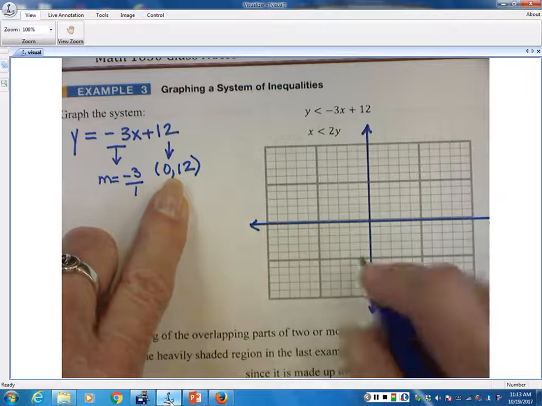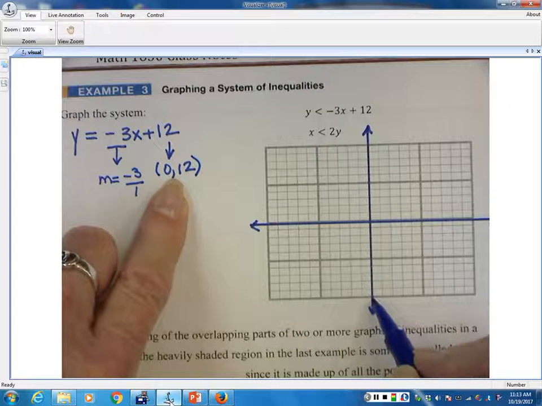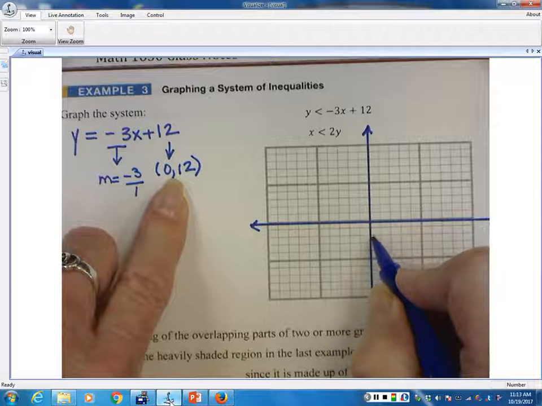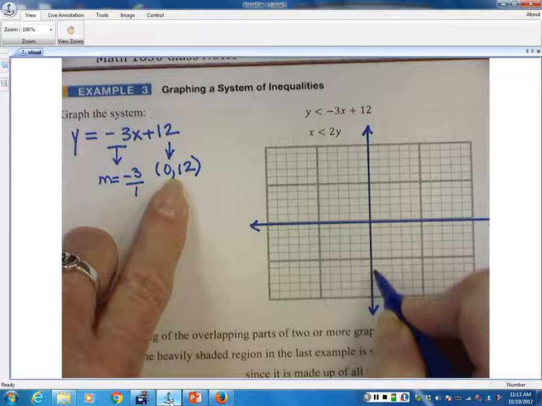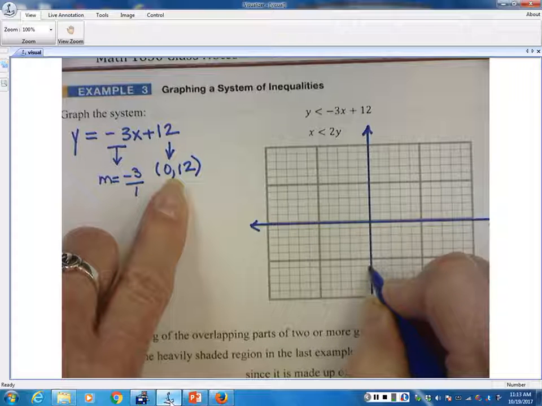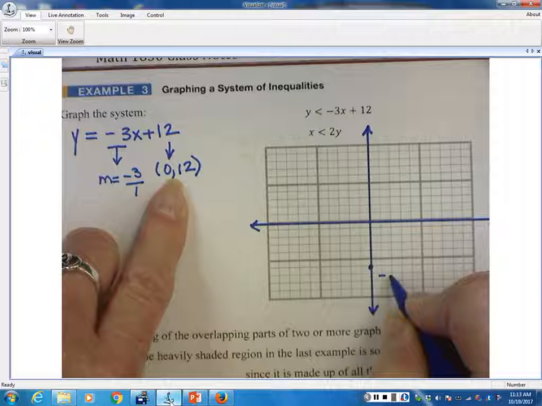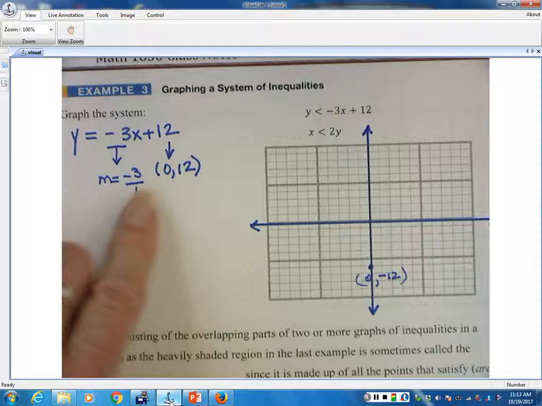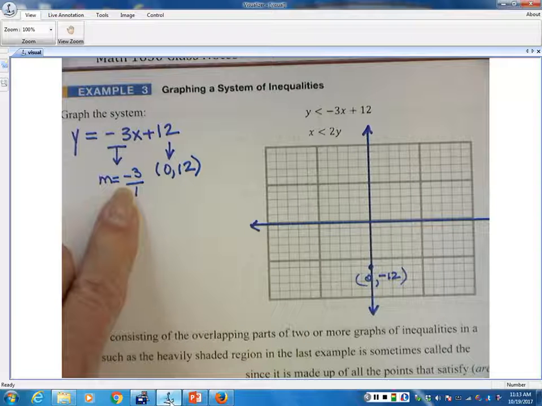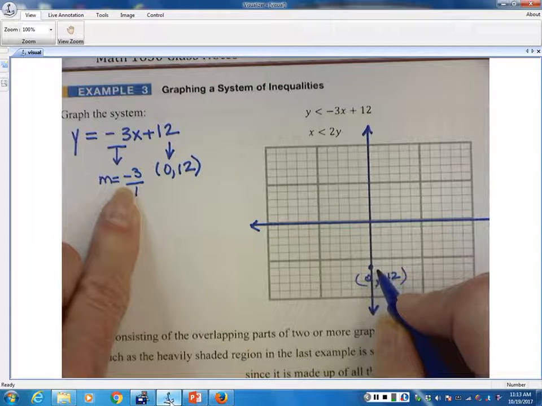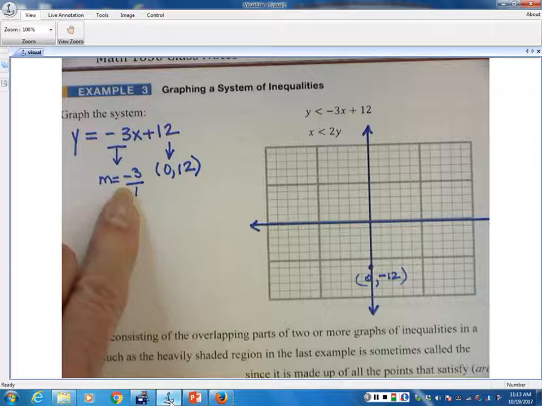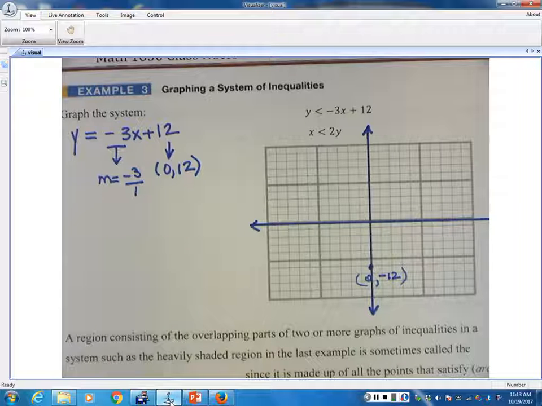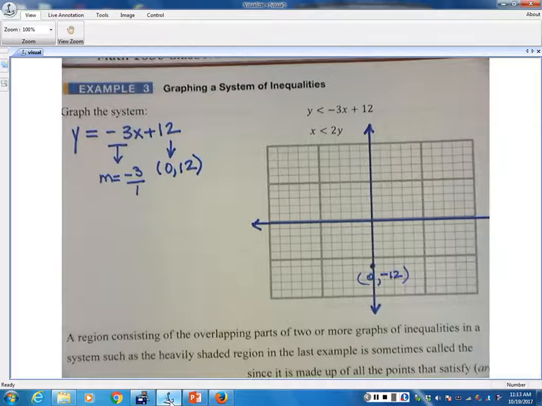So 0, 12, the only way I'm going to get 12 on here is to count these as being 2 each. So this is going to be -2, -4, -6, -8, -10, -12. And then I'm going to use my slope and say if I go down 3, it's a positive 12. Thank you. Let me get a clean sheet of graph paper here, so I don't mess up further.